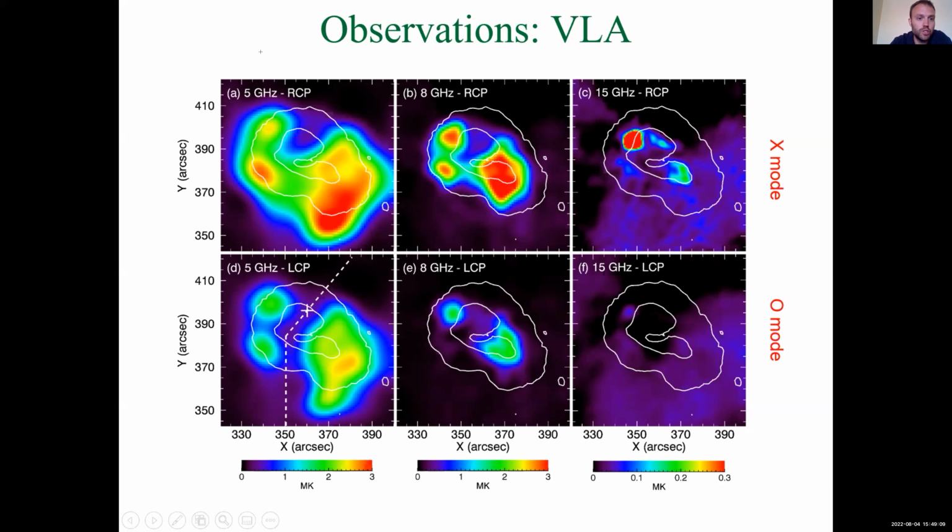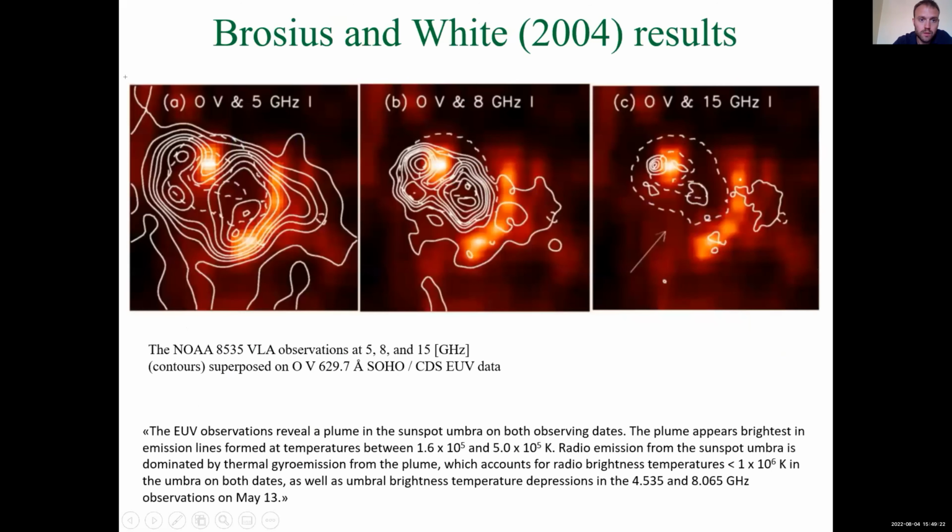the distinct feature that we would like to understand is this region of reduced microwave brightness temperature in the northern part of the sunspot. So why is it there? What are the causes of it? So these observations are from 1999, and already in 2004, these observations were described in a paper by Brosius and White, and for the same sunspot.